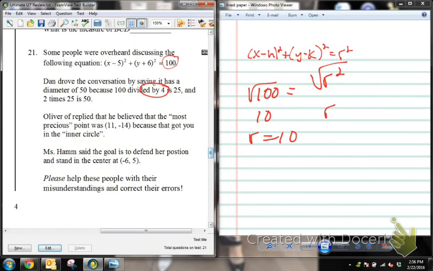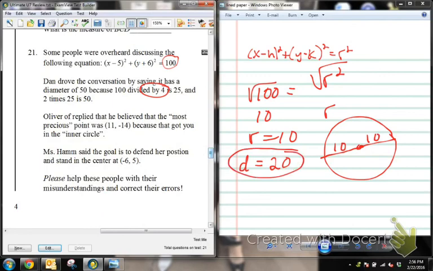If you're thinking visually about the circle, this is now 10. The diameter would then be double that, all the way across would be 20. So that's what's correct. Now the statement says help these people with their misunderstandings and correct their errors. His misunderstanding is that he had to take the square root instead of dividing by 4. But again, he had the part of it correct where he multiplied by 2. So the correct answer should have been the diameter of 20.